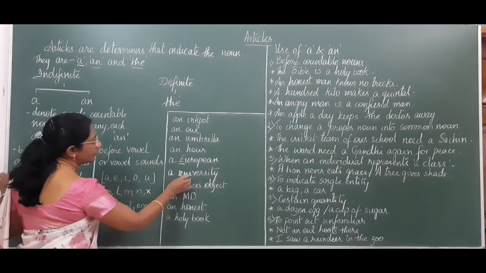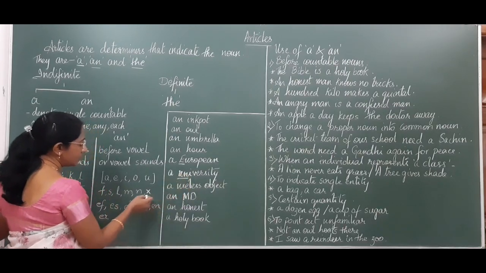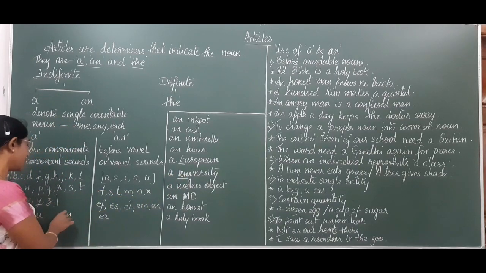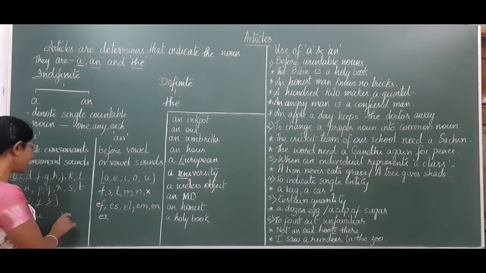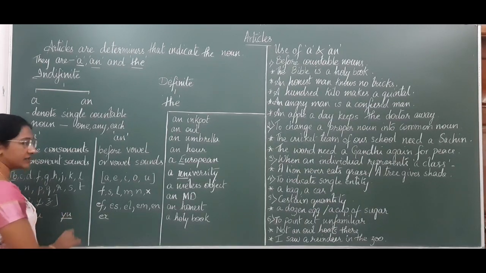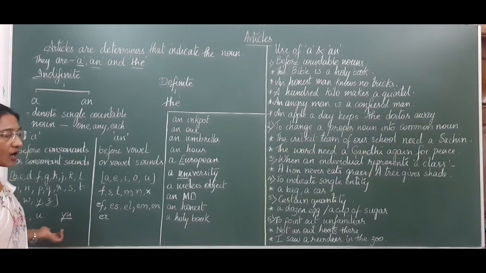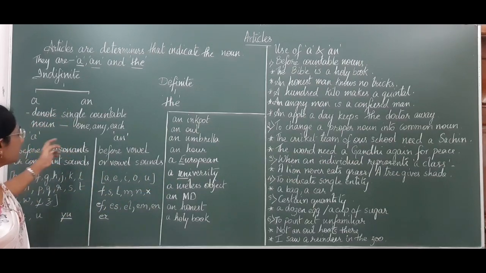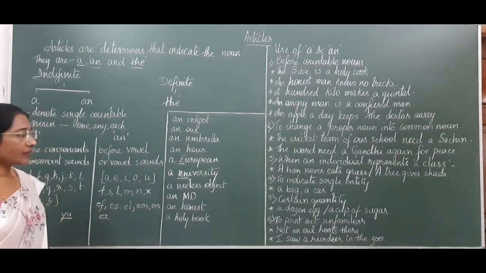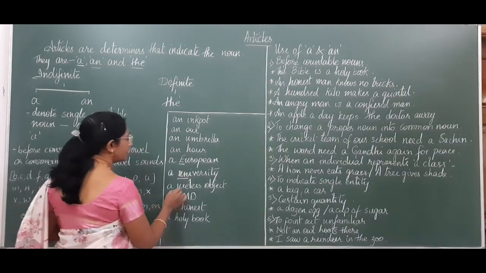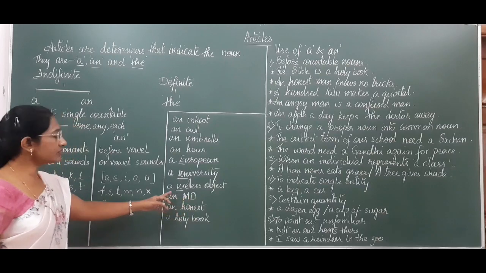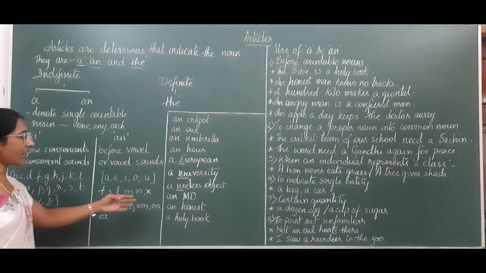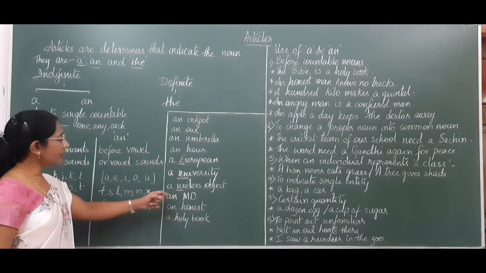Next, university. Though U is a vowel, it is producing the sound of a consonant Y. So, that is university. Europe, university. It begins with a consonant Y sound. Okay. So, it carries indefinite article A. Next, U again. Useless object. Useless. U is producing a consonant sound, and so it carries A, article A.